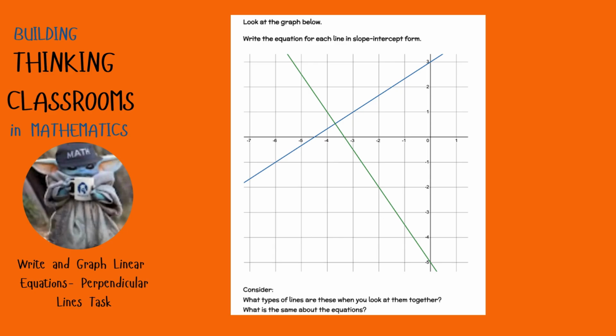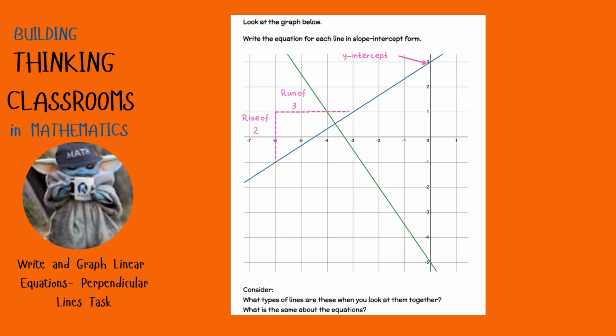This task is from our writing and graphing linear equations unit, focusing on the lesson for perpendicular lines. As you can see from the task, we have one similar to our parallel lines task. We have two different lines intersecting, and we want students to analyze the graph and be able to write the equation for each line in slope-intercept form. After they do this, we have a few things we want them to consider.